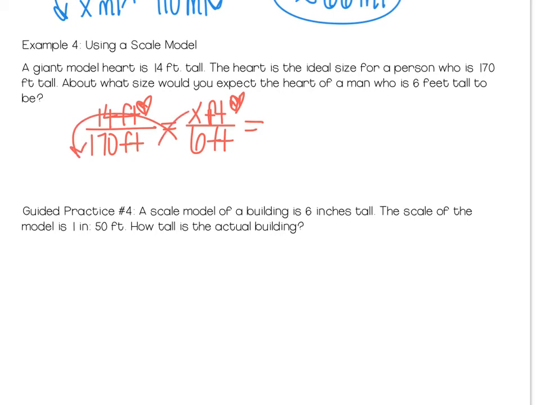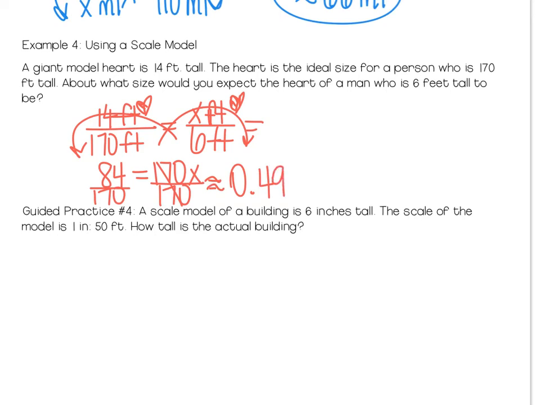So we'll do cross products. 6 times 14. I get 84 equals 170x. Divide by 170. And I get 0.49. And it's approximately equal to, because I rounded. And that's about a half. So it's going to be 0.49 feet, and you can convert it to inches, and that's 5.9 inches.